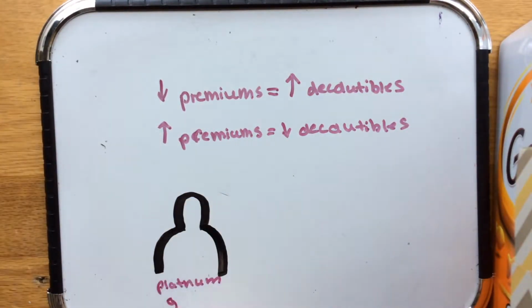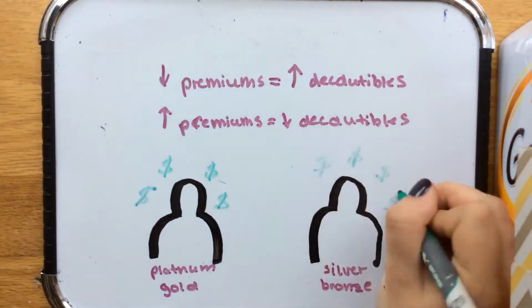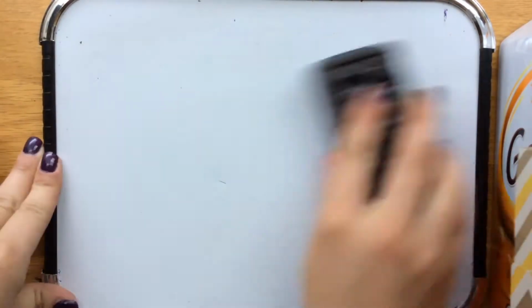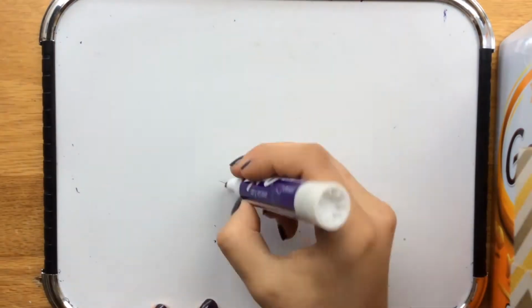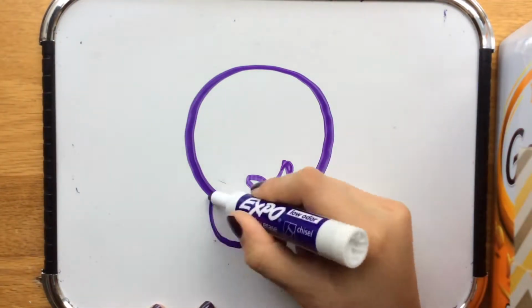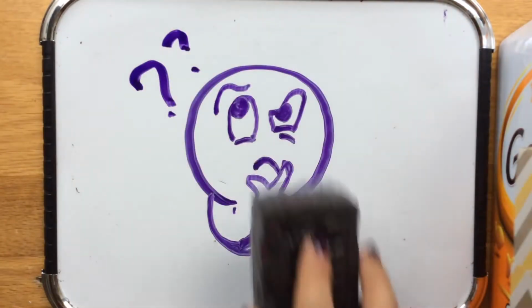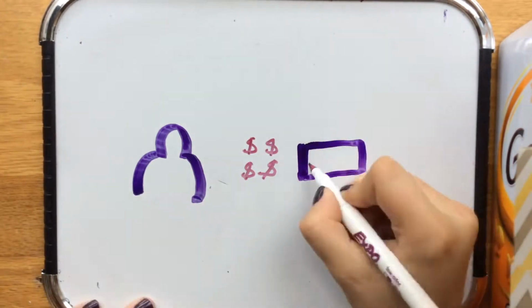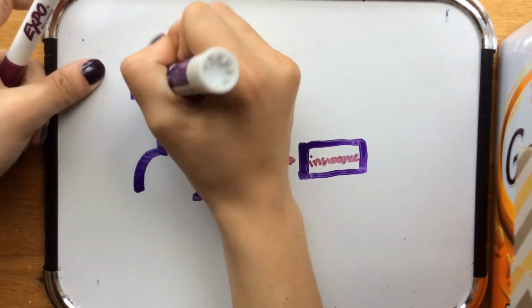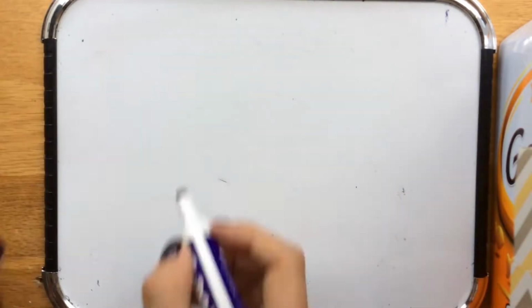So someone with the higher plans pays a lot per month, but has to spend a little to get through their deductible. And the silver and bronze plans have to spend a little per month, but spend a lot to get to their deductible. It seems a little ironic because it's kind of hurting the people it's supposed to protect. You might be confused why someone in the lower class has to pay more money before they get coverage. All their money is going towards having insurance, so how do they afford medical expenses if they can't even reach their deductible?